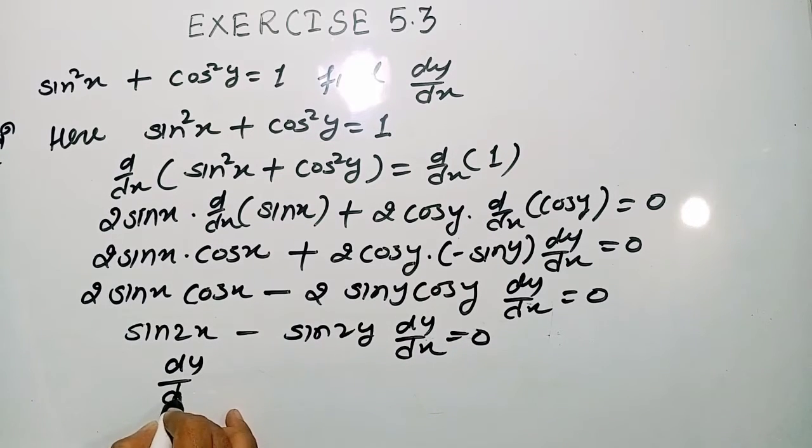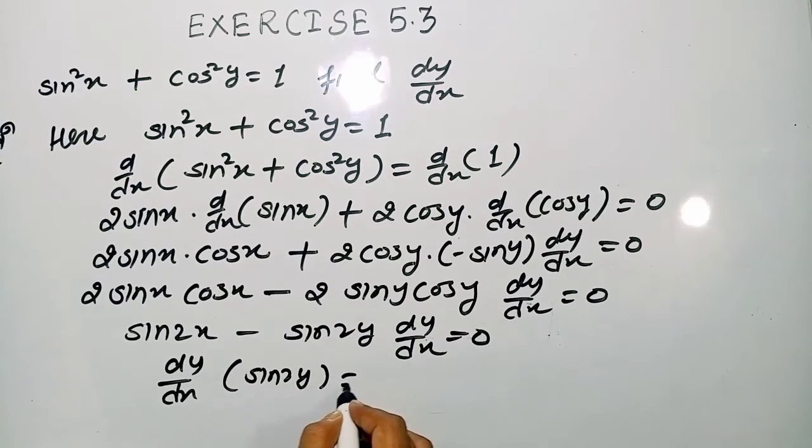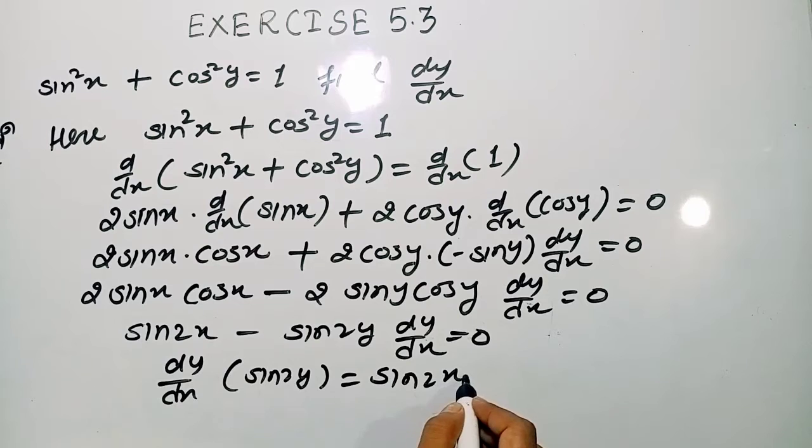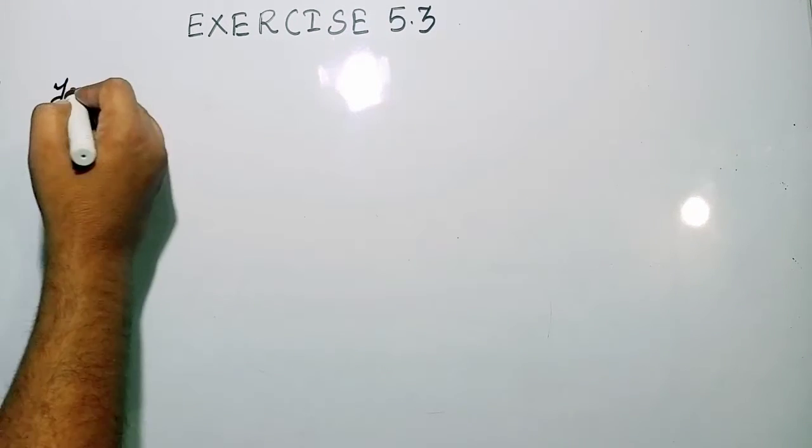So dy by dx will be what? Sin 2x is equal to sin 2y is equal to sin 2x. So dy by dx is equal to sin 2x upon sin 2y. Right students, in this way you can find out the differentiation of function sin square x plus cos square y is equal to 1. Okay, now moving to the next question.